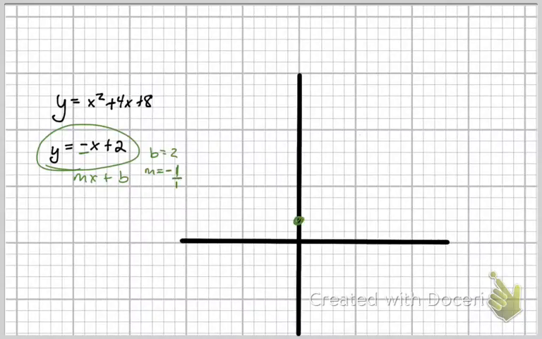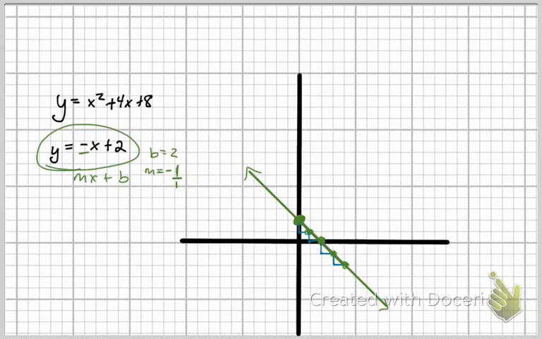So positive 2 on the y-axis, and then from there I'm going to go down 1 and to the right 1. I'm going to continue that pattern several times so that I can get several points on the graph. And then I'm going to connect the dots, as straight as I can. And then I'm going to also go back the other way. So there's y is equal to negative x plus 2.